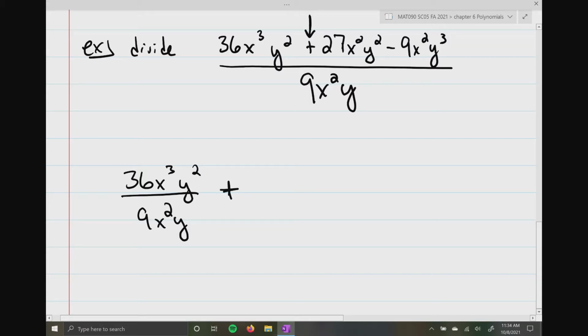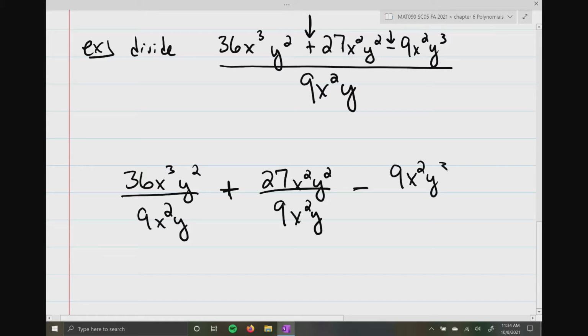Now that middle term is going to be 27x to the second, y to the second, over 9x to the second times y. Now the last sign is a minus sign, so put a minus sign. And then we have 9x to the second, y to the third, all over 9x to the second, y.